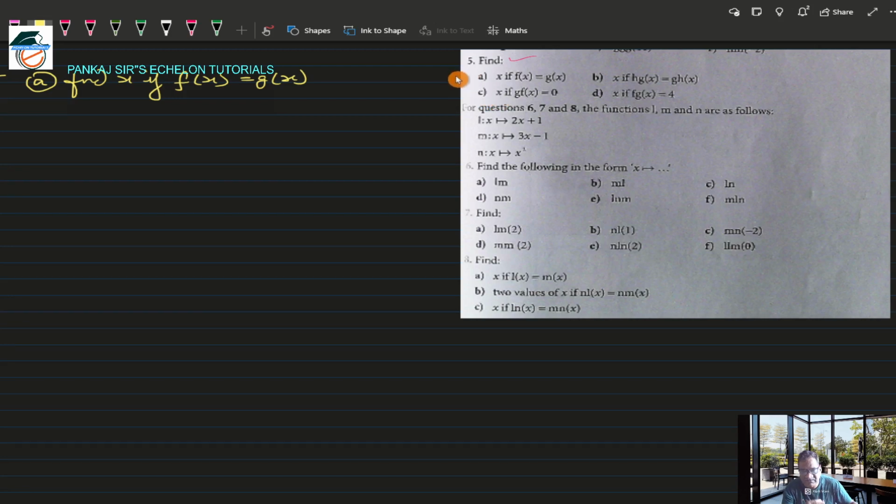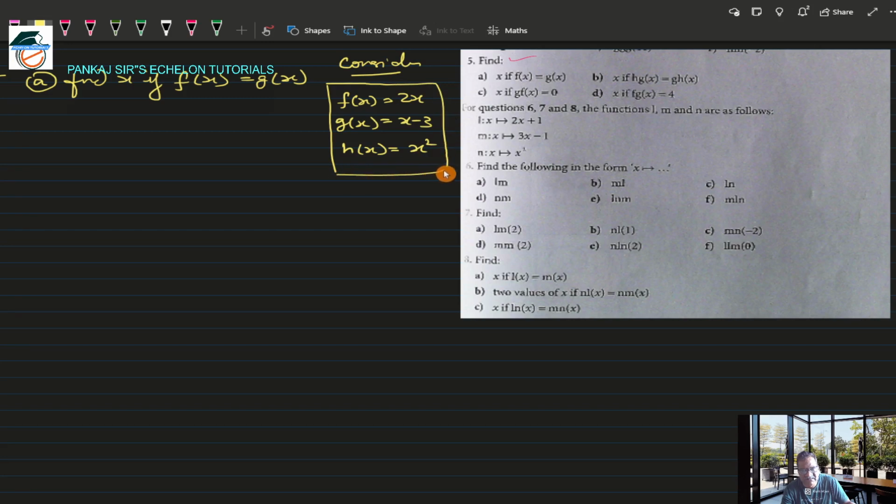For this question number 5 also, the functions that you have to consider are these only. I'll write down those functions again. F of X is equal to 2x, G of X you have to consider as x minus 3, and h of X you have to consider as x squared. These are the 3 functions for this question number 5 as well. For 4 and 3 also you consider the same 3. For 5 also you have to consider the same.